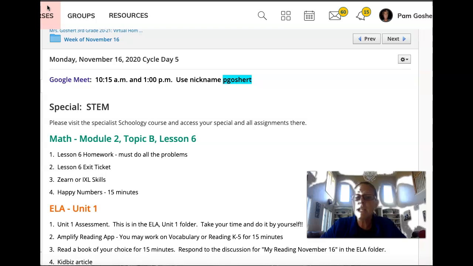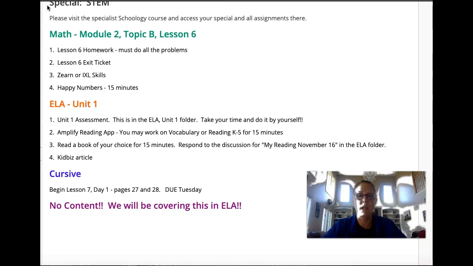Number 3, if you're not caught up to Module 2 Lesson 6, you should do a Zern lesson. If you are, you can work on IXL skills. I would suggest doing any of the multiplication skills or time. And number 4, Happy Numbers. You should be trying to work on this for 45 minutes a week, which would be 15 minutes 3 times a week. And you can keep track of that yourself.